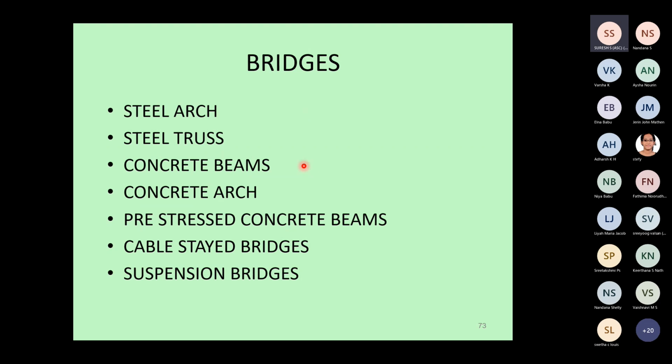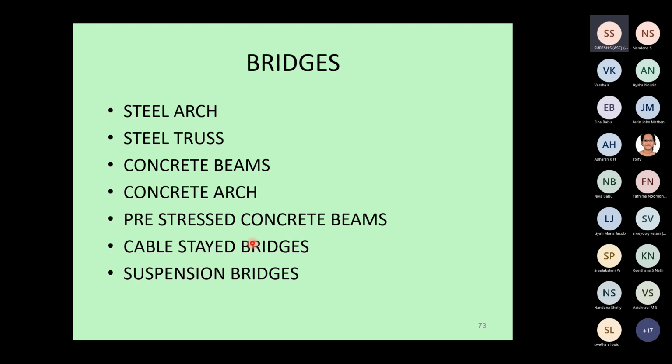Now the bridges can be of different types. There can be steel arch bridges, steel truss bridges, then concrete beams, concrete arches, masonry arches, which we have seen just now, and pre-stressed concrete beam bridges, which are the most common bridges nowadays. Most of the bridges that you see can be categorized into this category or this category: RCC beam and slab bridges, or pre-stressed concrete beam and slab bridges. Then there can be cable stayed bridges and suspension bridges.